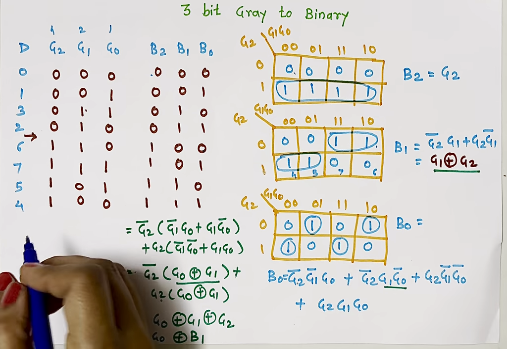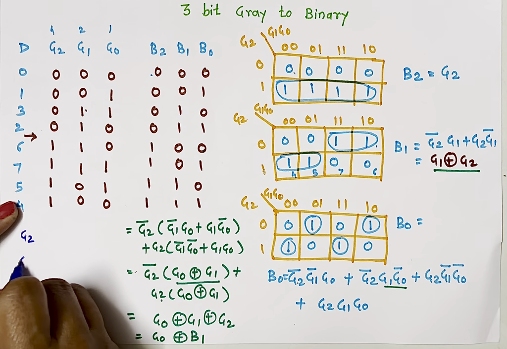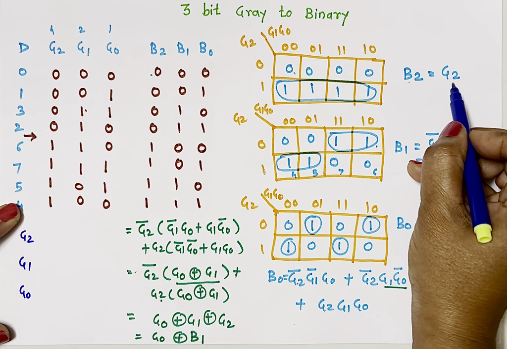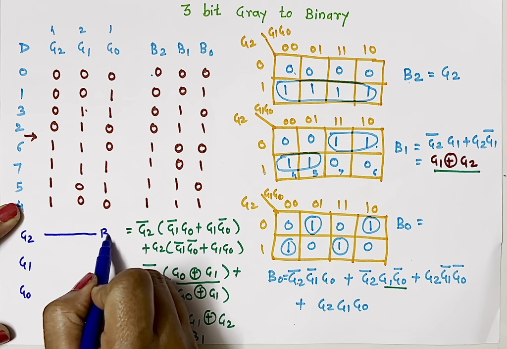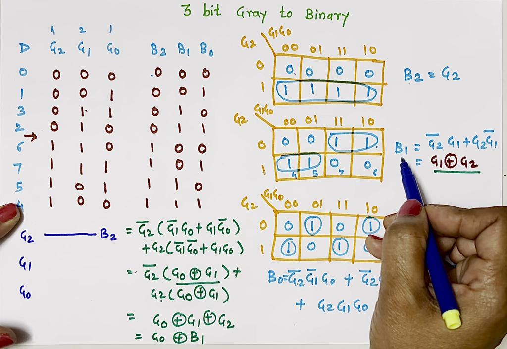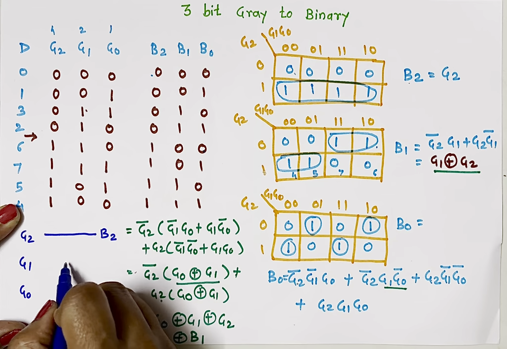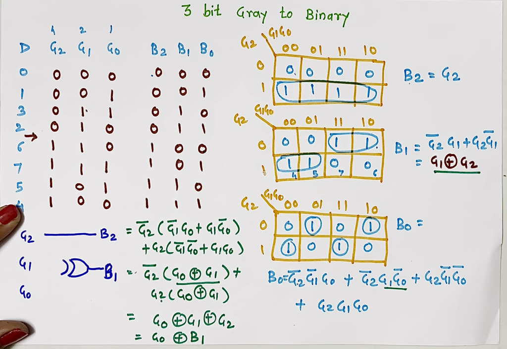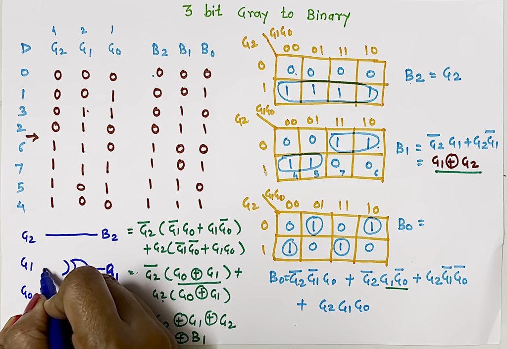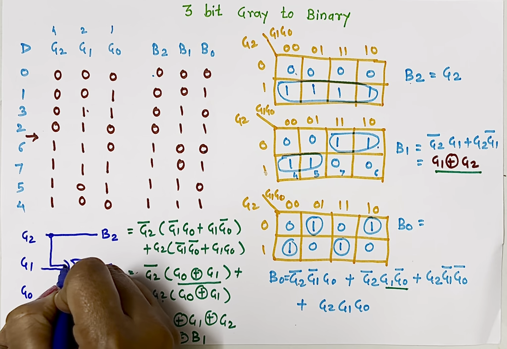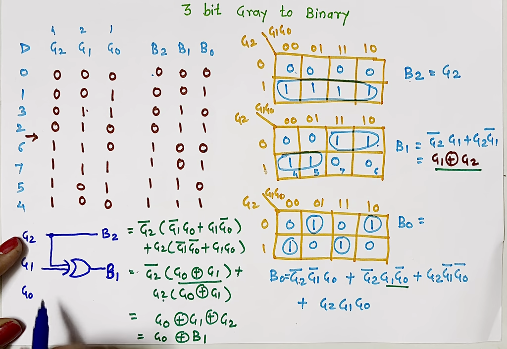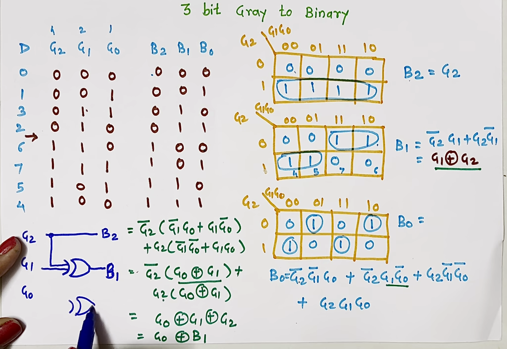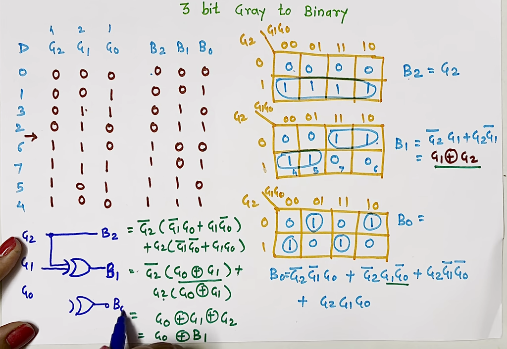Now let's implement the circuit. We have three inputs, G2, G1 and G0. You can see B2 and G2 are the same, so here I'll get B2. For B1, it is G1 XOR G2, so I need an XOR gate. Here I'll get B1, with inputs G1 and G2. For B0 it is G0 XOR with B1, so I'll take one XOR gate which generates B0, with inputs G0 and B1. This B1 I'll take from here.